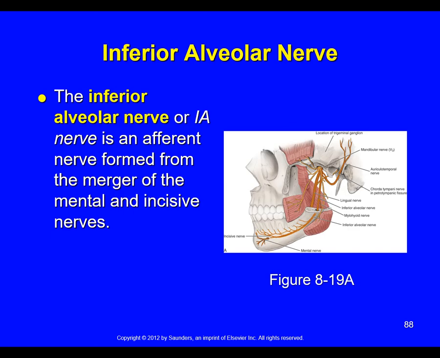We have the inferior alveolar, or the IA. This is our lower block. This is an afferent nerve which is formed from the merger of the mental and incisive nerves. So the mental is chin, and the incisive nerve branch is that last little branch that goes from the mental foramen area all the way to the midline.